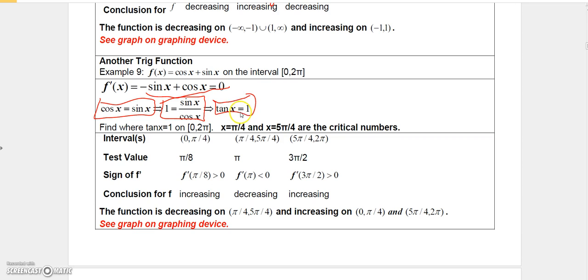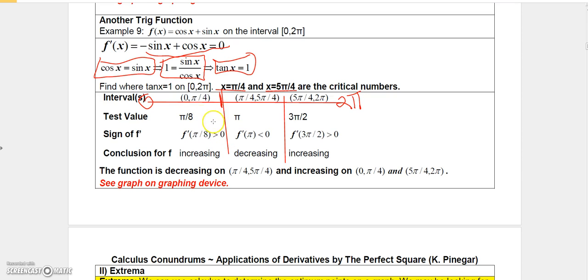Now, you only need to worry about what's happening from 0 to 2 pi. So find out where tangent x equals 1 on 0 to 2 pi. And again, this is a trig problem, so if you're in business calculus, you can skip over this. But the tangent is 1 when x is pi over 4, and tangent is 1 when x is 5 pi over 4. So those are the two critical numbers.